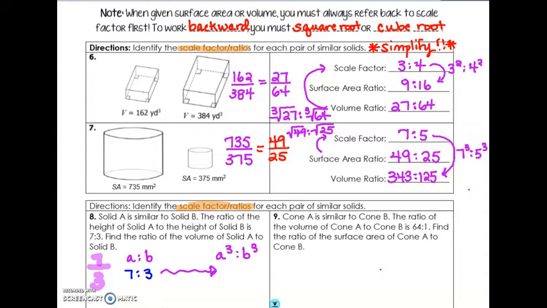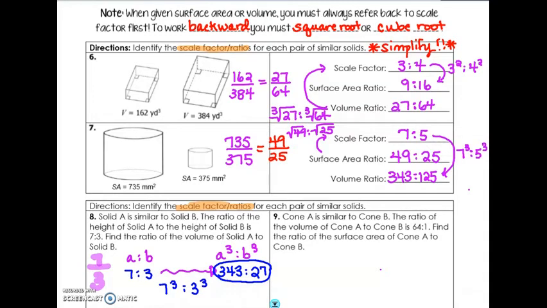7 cubed is that 343. 3 cubed is my 27. That's going to be my volume ratio answer. For problem number 9, we have cone A is similar to cone B. The ratio of the volume of cone A to cone B is 64 to 1. Find the ratio of the surface area of cone A to cone B. So I'm going to go from the volume ratio to the surface area ratio.